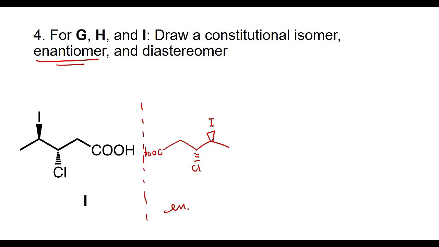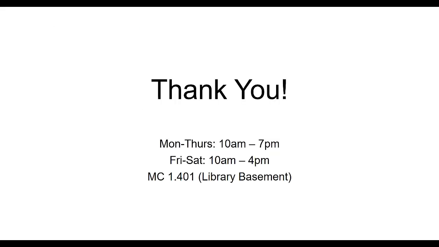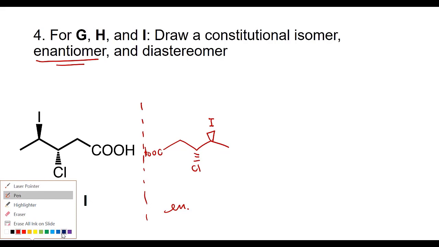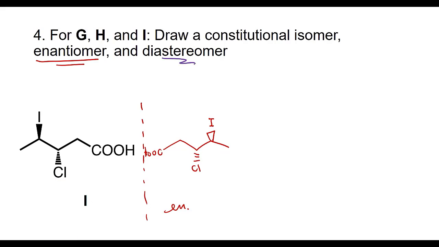Okay, so let's do our diastereomer next. No, come back. Okay, purple. Let's do purple for diastereomer. Okay, so for the diastereomer, all I have to do is change one thing. So I'm going to change this. And now I have a diastereomer. Right, I just changed the chirality of one carbon and I get a diastereomer.